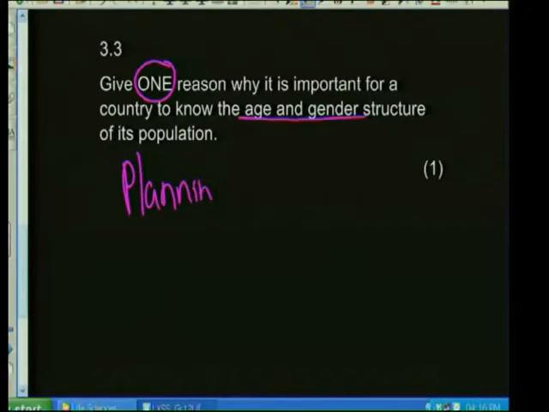Last year we had one, the census. And why did we need to have all this information? Planning. And what does planning mean? Quite simply it means services, service delivery.